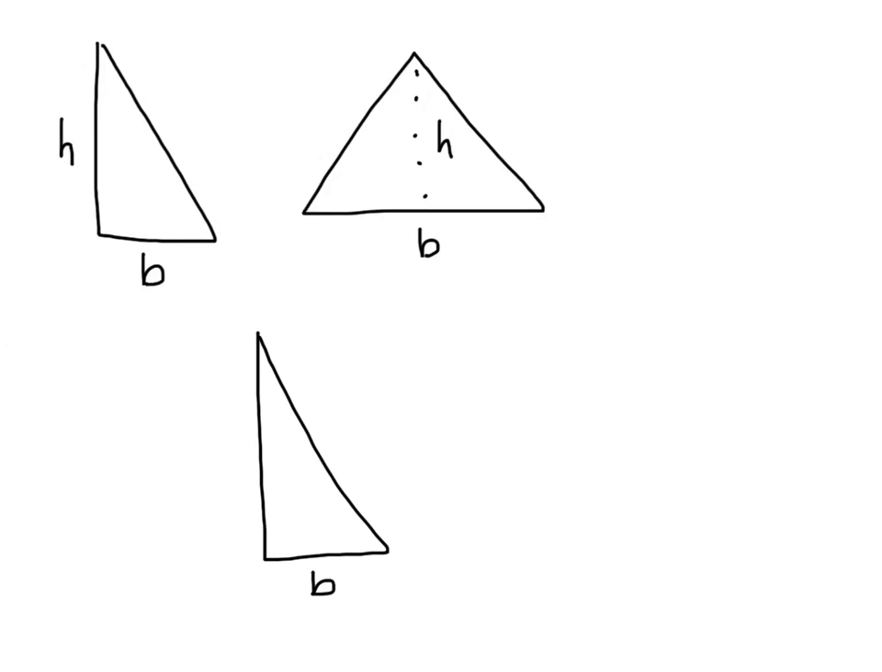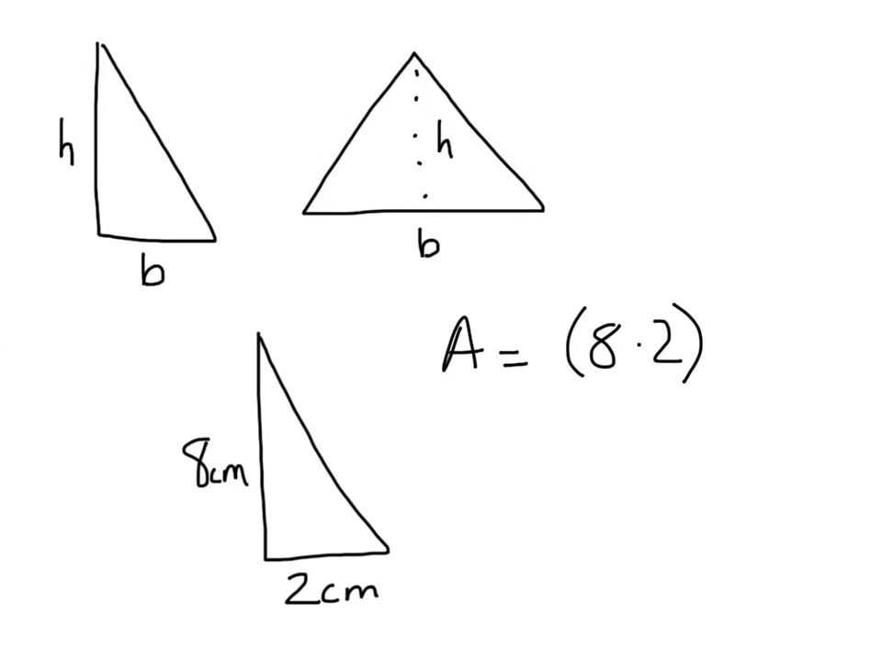Now let me get rid of that, and I'll give you the dimensions. In this case, it's going to be 2 centimeters by 8 centimeters. Hit pause and see if you could solve this on your own. Did you say that the area would be 8 times 2 times half, which would be 16 times half, which comes to 8 centimeters squared?